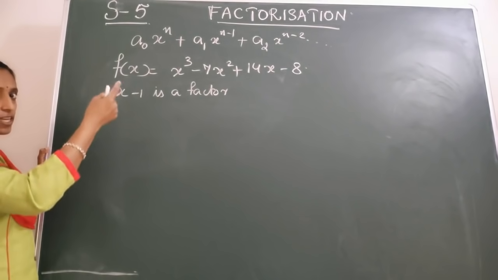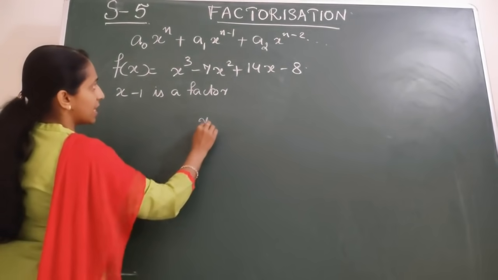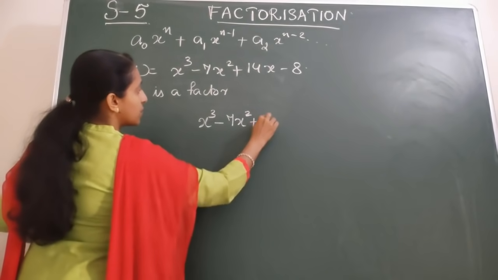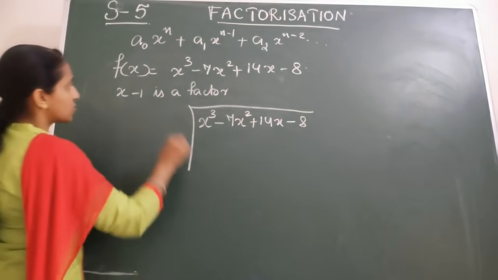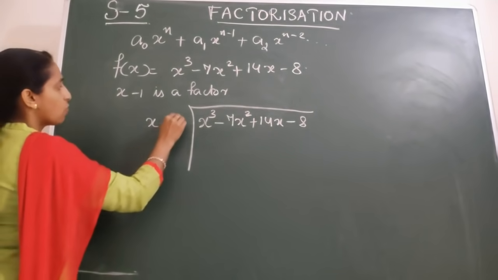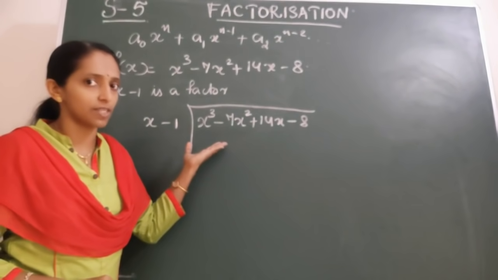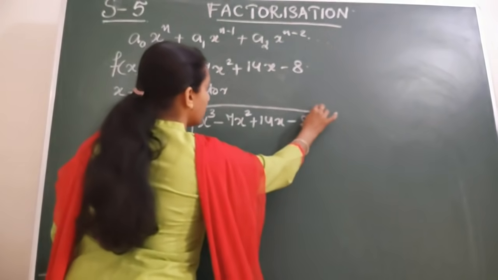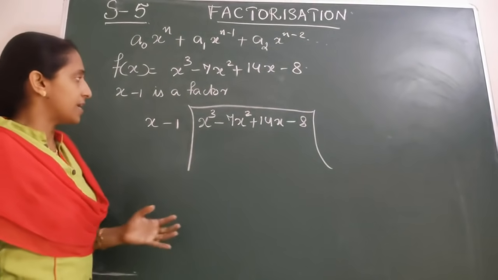We were dividing it with the long division method. That means you are dividing x cube minus 7x square plus 14x minus 8 with x minus 1. I think you are familiar with the division method of polynomials. This is also a familiar term to you. So you are writing the coefficient either on the top or on the right side.